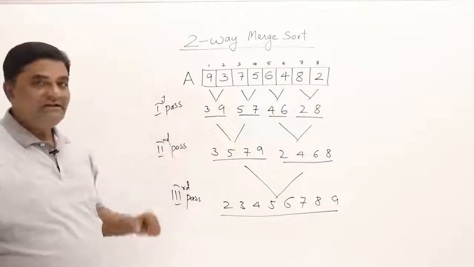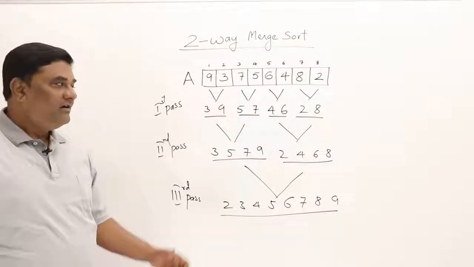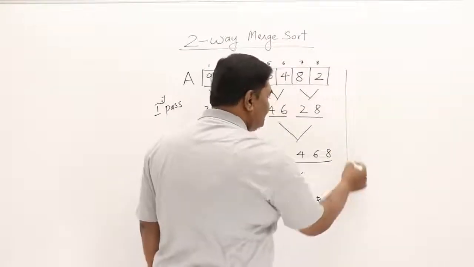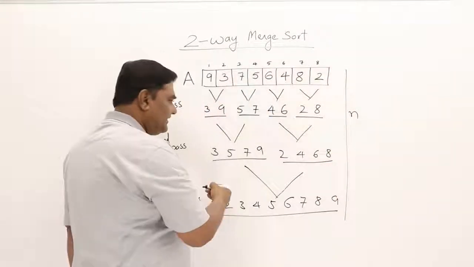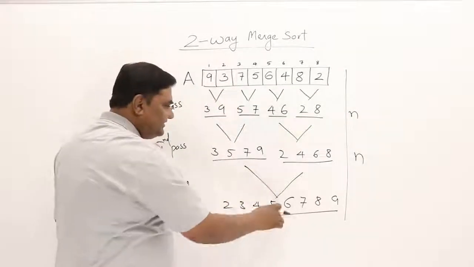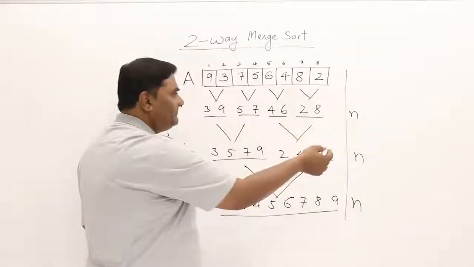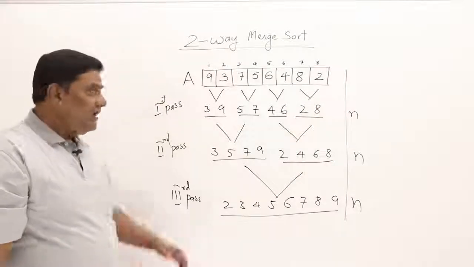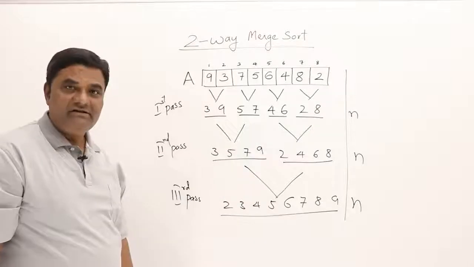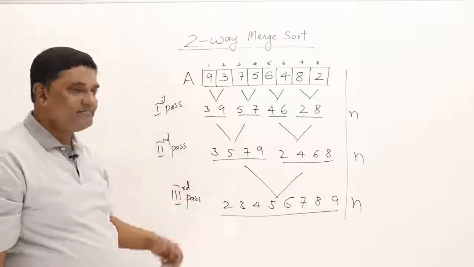Now let us do some analysis. How much work is done in each pass? So I am merging n elements in this pass and again merging n elements in this pass. So together a total of n elements are merged here. So actually 8 is n here. How many times is this done? 3 times. 8 elements, 3 times.